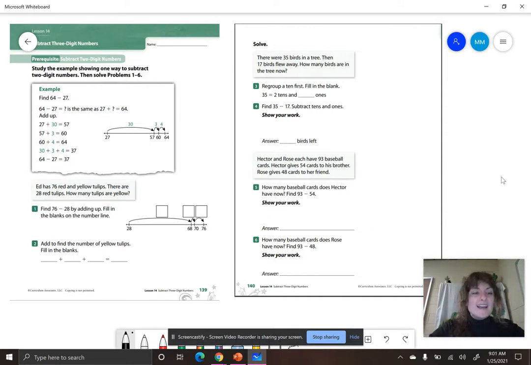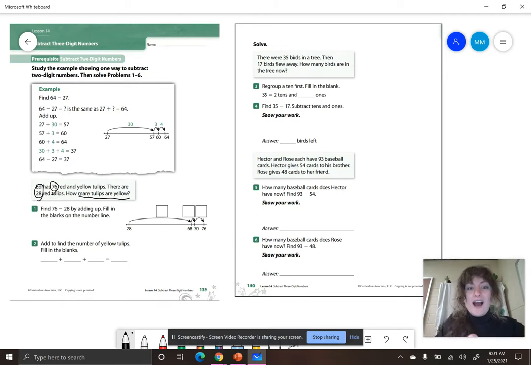It says, Ed has 76 red and yellow tulips. There are 28 red tulips. How many tulips are yellow? Number 1 says, find 76 minus 28 by adding up. Fill in the blanks on the number line. So remember, with any word problem, we circle those important numbers. So Ed has 76 red and yellow tulips. There are 28 red tulips. How many are yellow?